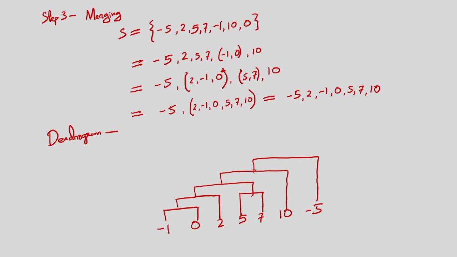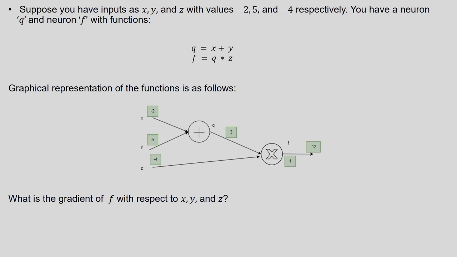Now let's move to the next question. Here we have some input values x, y and z, the intermediate value is q and the final value is f. First we have to find the gradient of f with respect to x, y and z. So f is equal to x plus y into z, so f is equal to xz plus yz.